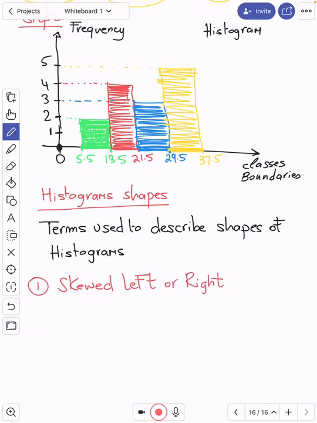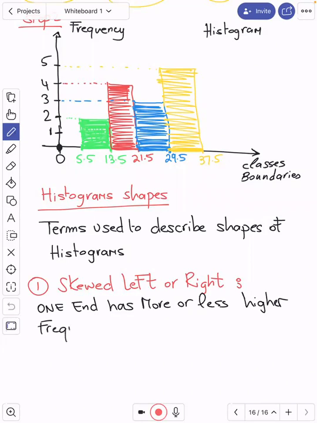So what does it mean, skewed left or right? It means that one end has more or less higher frequency classes.